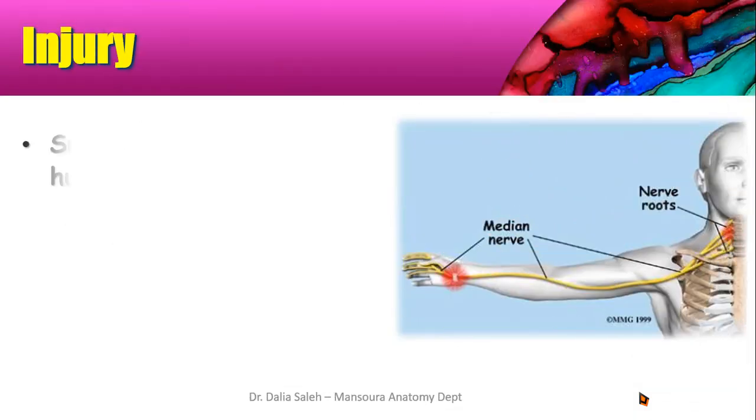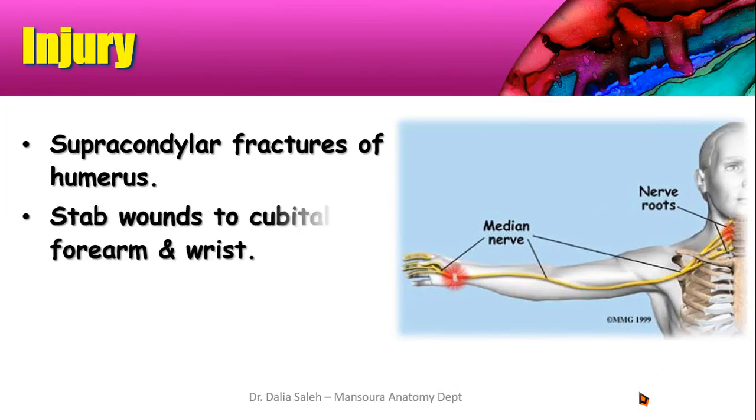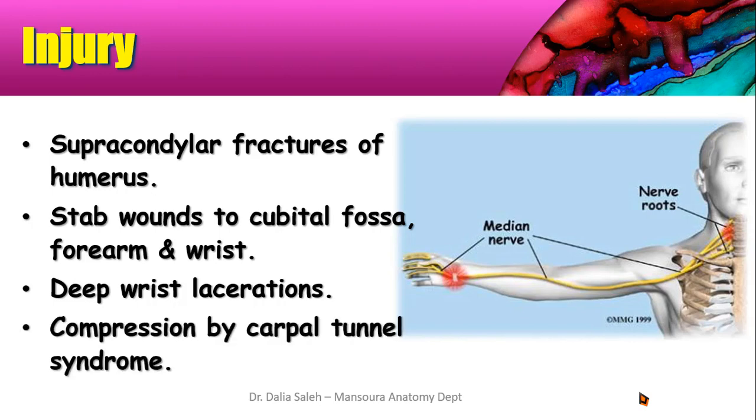The injury of the median nerve could be due to supracondylar fractures of the humerus, stab wounds at the cubital fossa, or at the forearm or at the wrist, so there is direct injury to the median nerve itself, deep wrist lacerations, and also if there is compression of the median nerve at the carpal tunnel. We call it carpal tunnel syndrome.